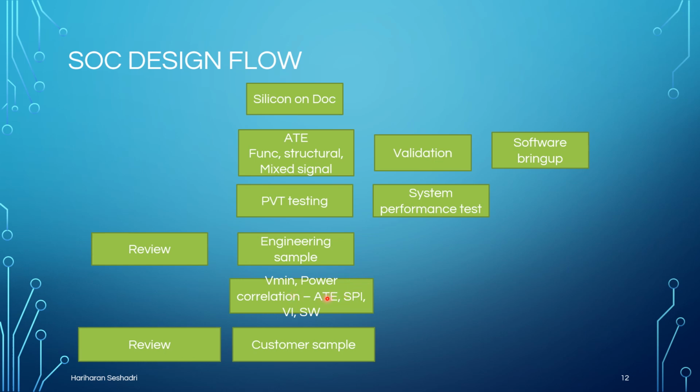Once everything is done, we do customer sampling. We do reviews. This is the final review, CS review, what you call customer sample. Once this is done, the product goes into mass production. You make billions of products. There's something called NRE. We'll talk about it in detail. We'll talk about what is a test. We'll talk about NRE, right?